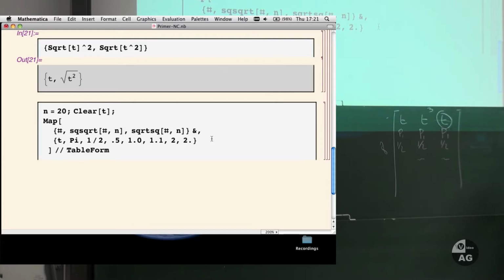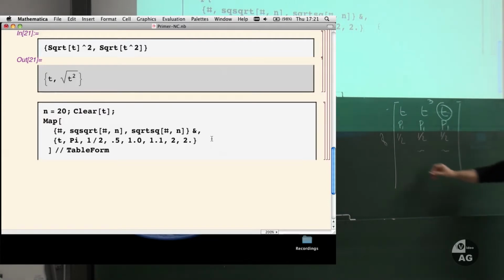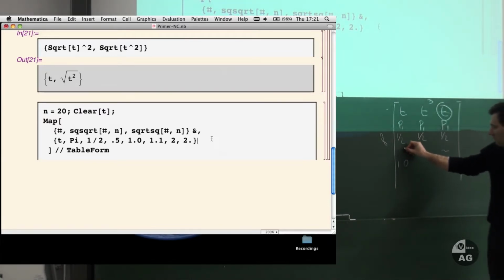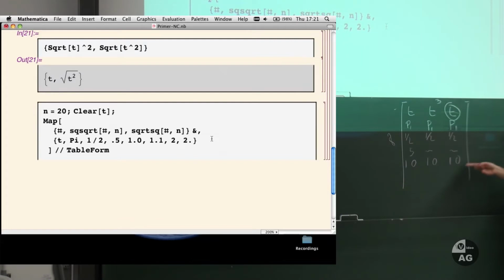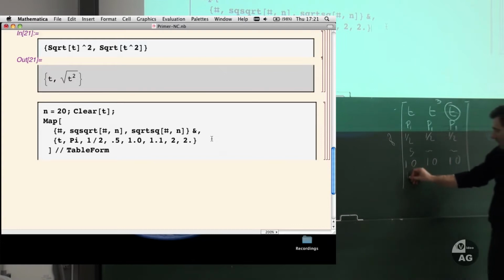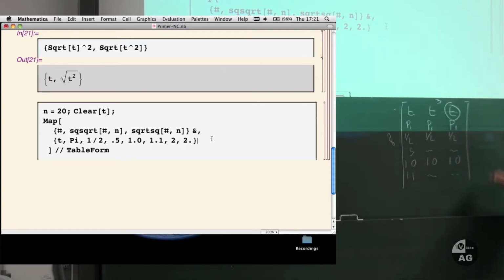How about 1.0? Will we get something that is not 1.0? But there should be 1.0 always. Why? Because squaring this or taking the square root always returns 1. Exactly. Precisely. There is no approximation. Square root of 1 is 1. Square of 1 is still 1. So I hope it's going to stay the same. 1.1, of course, it's a completely different story.